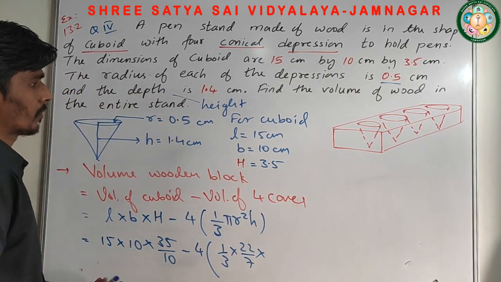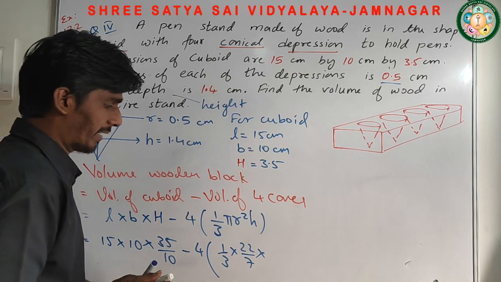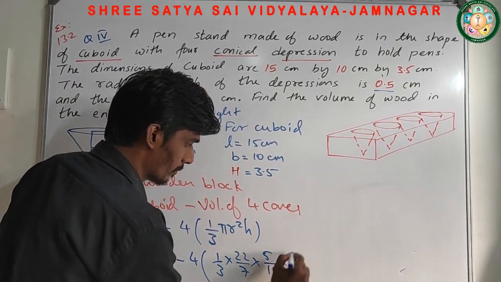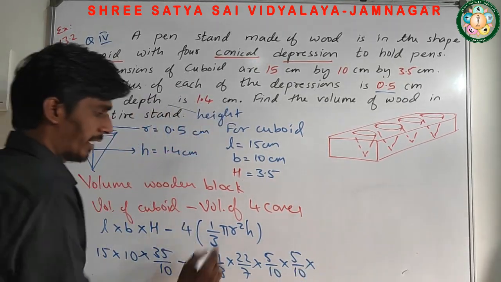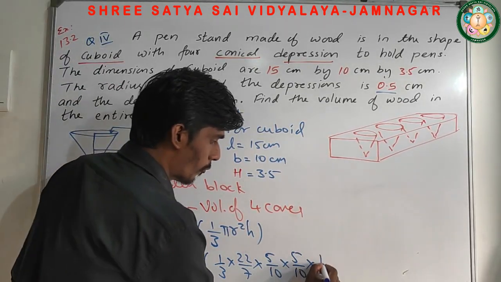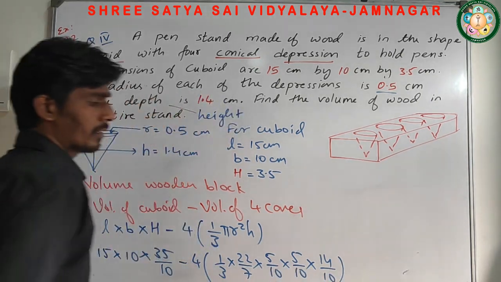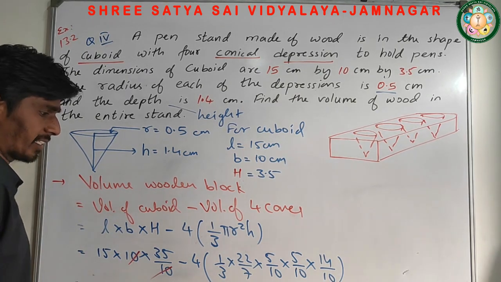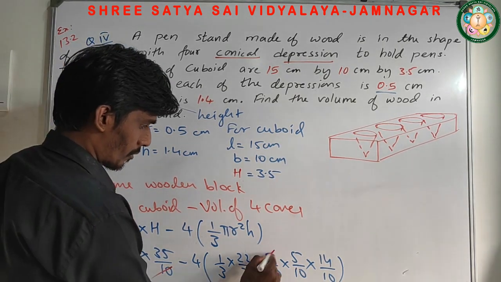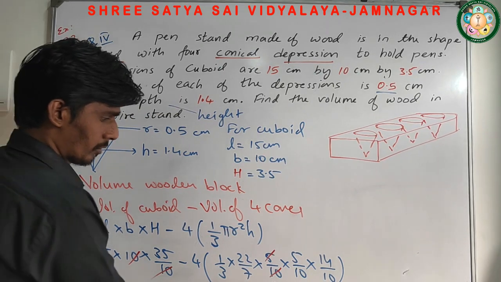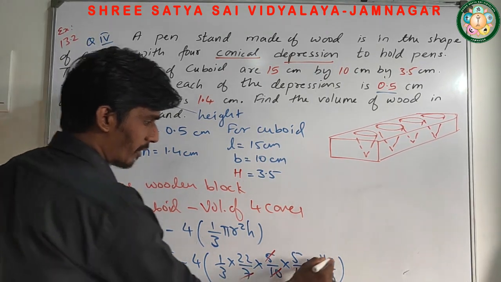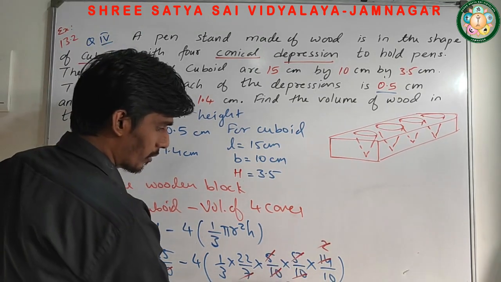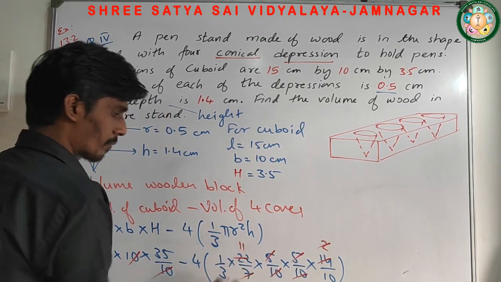Now radius is what here? 0.5 means 5 by 10, 5 by 10, as square is there, into height. Height is how much? 1.4. We can write 14 upon 10. So now whatever is reducible we can reduce. Definitely this 10 gets cancelled. Here 5 2s are 10. This 7 will cancel 14 two times. So 2 and 2 get cancelled. This is 5 2s and 2 11s.